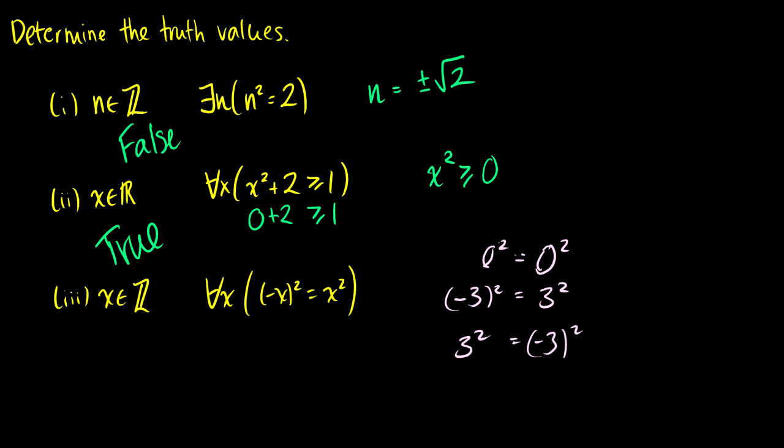Therefore, it is true for any x. Of course, I'm just taking specific examples, but we can see if we extend this bigger or smaller, it's going to be true for any integer. So this is also true. Again, I'm not asking you to prove this. I'm just asking you to determine the truth value. So we didn't actually need to take general numbers here and check. Don't have to check that negative a squared is equal to a squared. Just have to see if we can find a counterexample. We couldn't, so it's true.